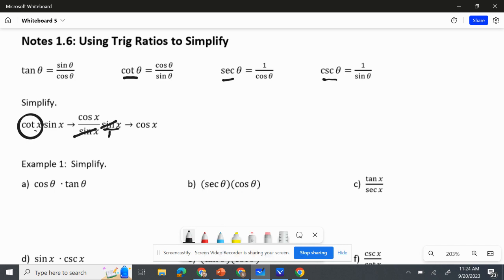Now, when we're doing each of these examples, what we're going to do is take each of our 6 trig ratios, and narrow them down to sines and cosines, meaning that we're taking our tangent, cotangent, secant, and cosecant, and turning them into sines and cosines. Sine and cosine we're going to keep the same, and then we're going to simplify as much as possible.